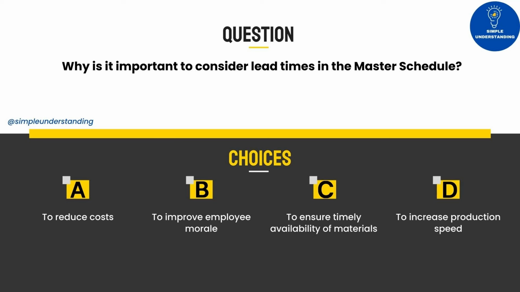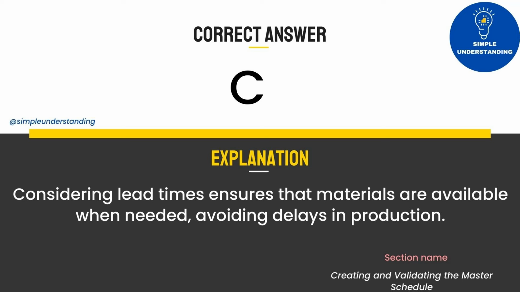7. Why is it important to consider lead times in the master schedule? A. To reduce costs. B. To improve employee morale. C. To ensure timely availability of materials. D. To increase production speed. Correct answer: C. Overall explanation. Considering lead times ensures that materials are available when needed, avoiding delays in production.